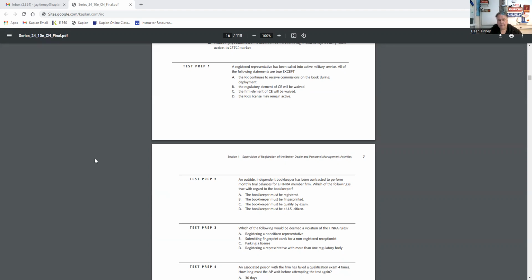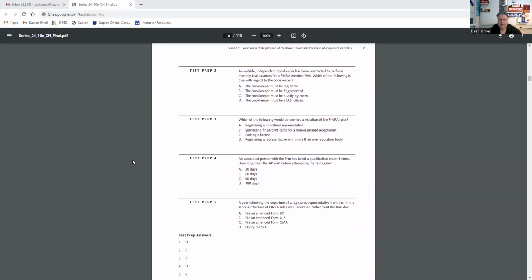A registered rep has been called into active military service. All the following statements are true except: the registered rep continues to receive commissions on the book during deployment. That's true. I'm looking for something that's false. The regulatory element of CE will be waived. That's true. I'm looking for something that's false. The firm element of CE will be waived. That's true. I'm looking for something that's false. Process of elimination, it's D. The registered rep's registration goes into a category called inactive.